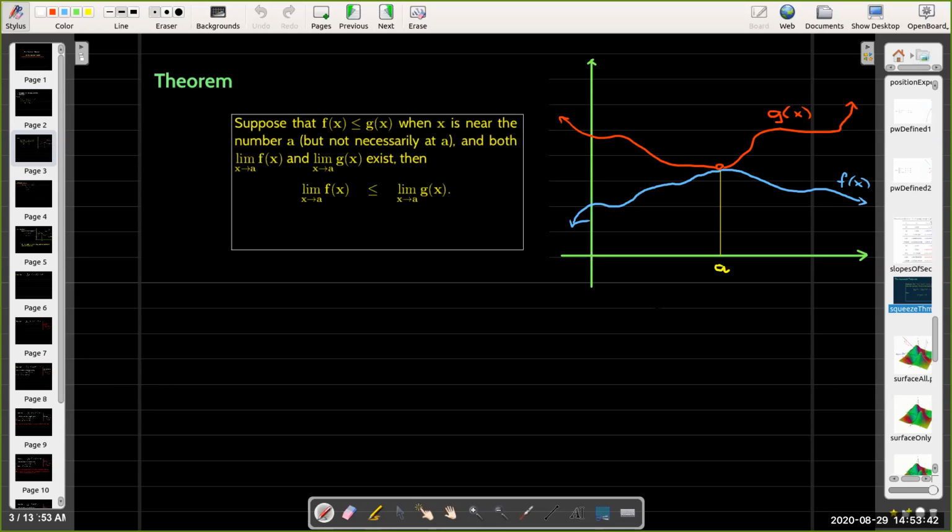Graphically, that just says that if the graph of f lies below the graph of g whenever you're close to the number a, then in the limit as x approaches a, the graph is still going to be below it. Now, just as a reminder, neither f of a nor g of a need exist, and that's why I put a little circle here to show that in this case g of a does not exist, but the limit as x approaches a of g of x does exist.